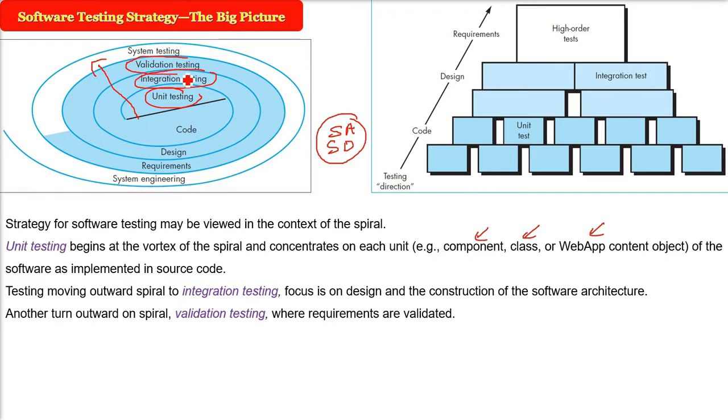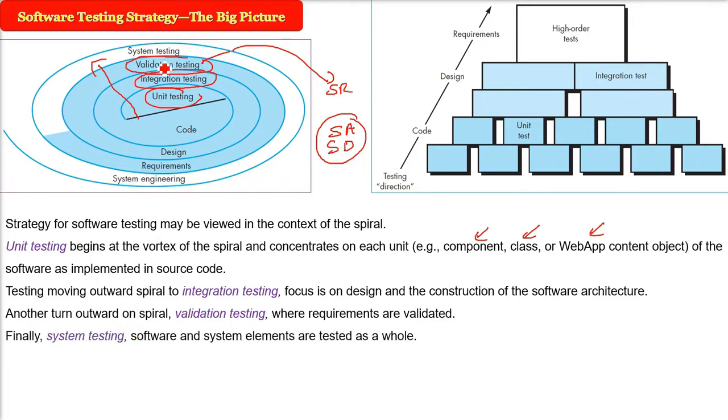Then we do the validation testing. And this validation testing, as I said, is done with respect to the requirements. So the software requirement is the basis here. Then the system testing. Now the software, along with all the major system elements with which the software is going to work, is tested as a whole.